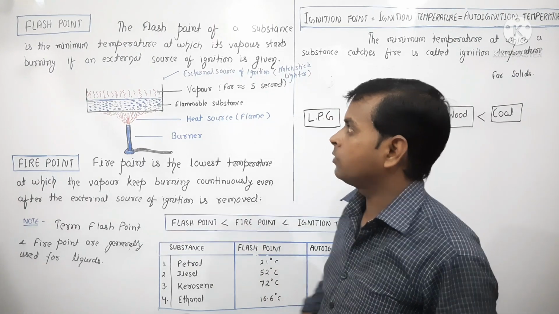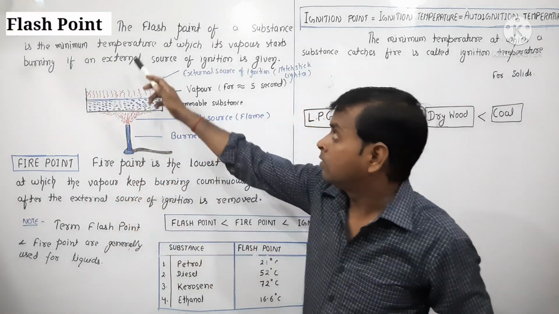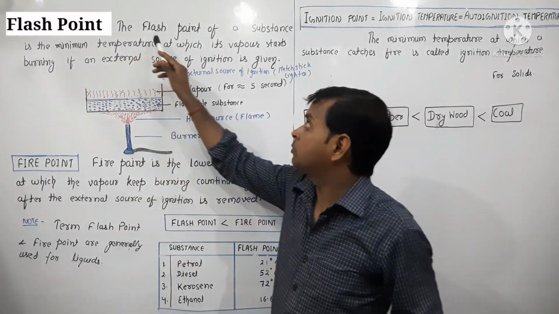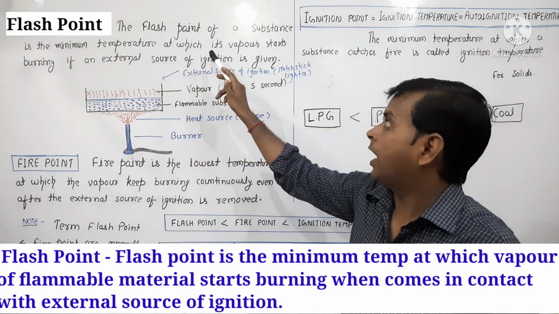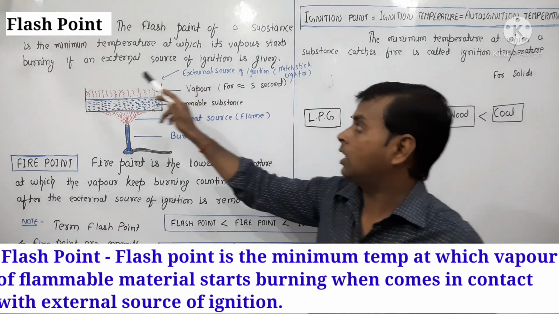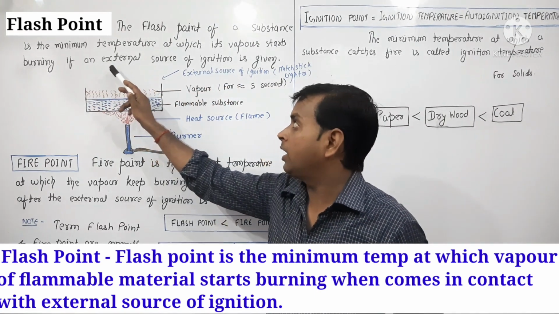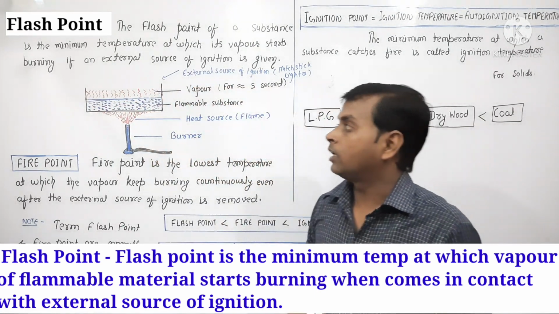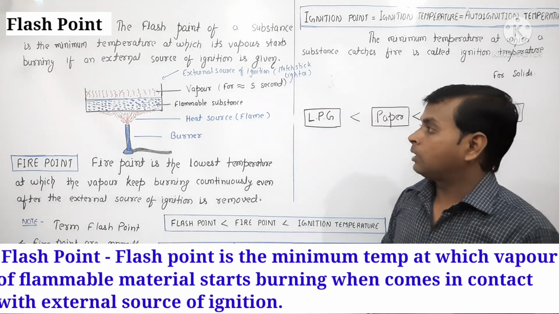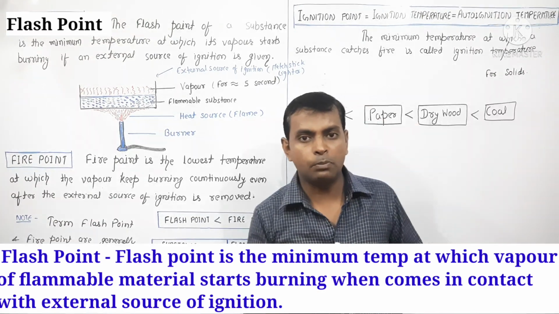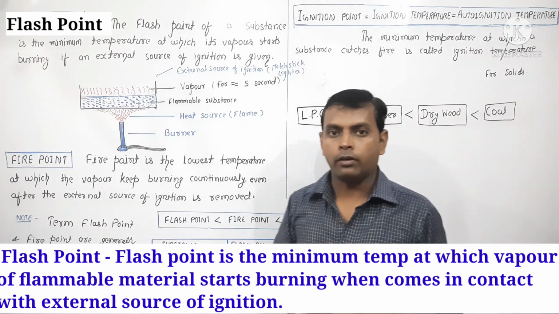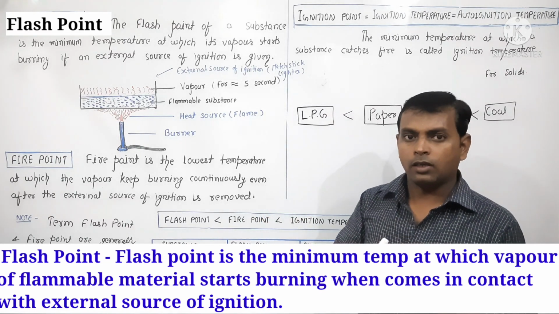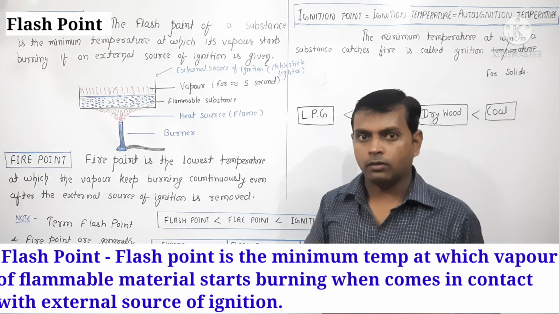Today's first topic is flash point. What is flash point? The flash point of a substance is the minimum temperature at which its vapor starts burning if an external source of ignition is given. What does it mean? It means what minimum temperature is required for burning of vapor of any fuel. That particular temperature is known as flash point.